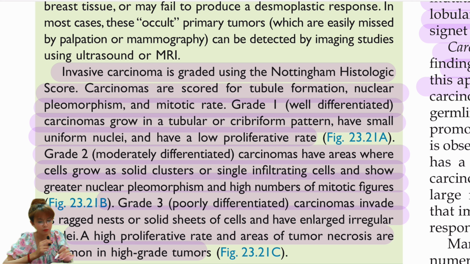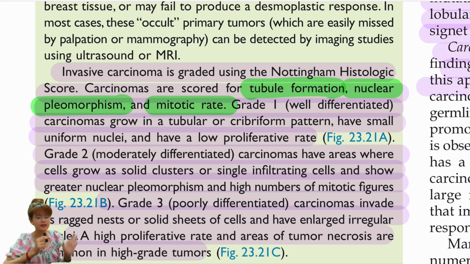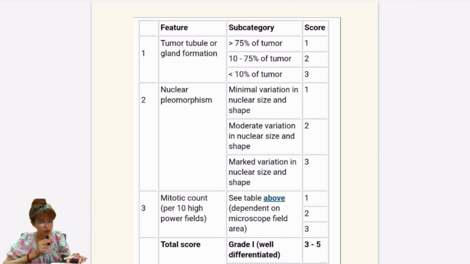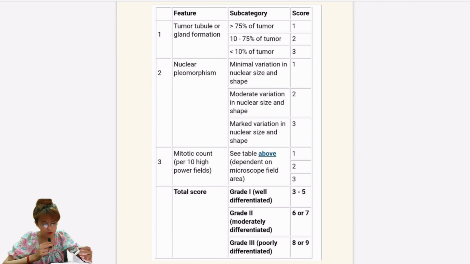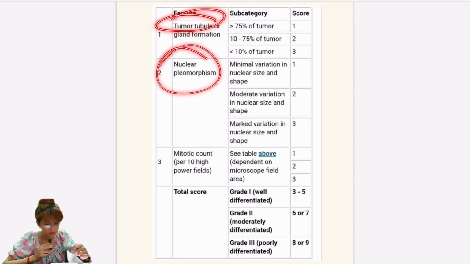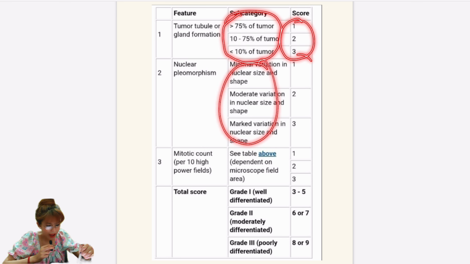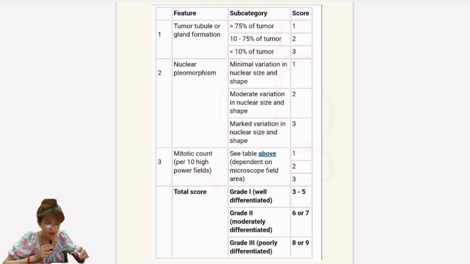So basically there are three very important points. Number 1 is tubule formation, number 2 is nuclear pleomorphism, and number 3 is the mitotic rate. Based on these three points, some scores are given, and once it's calculated, that will direct you to whether it's a low grade or a high grade lesion. Here you can see the tubule formation, nuclear pleomorphism, and mitotic count categories, and the scores are given. Once you add up the score, if the total score is 3 to 5, it's grade 1. If it is 6 to 7, it's grade 2, and if it's 8 to 9, it's grade 3.